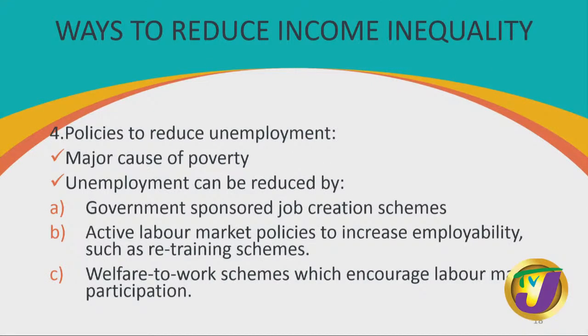Another way is to reduce unemployment. Now, unemployment is one of the major causes of poverty. Unemployment can be reduced by the government sponsoring what we call job creation schemes. So sometimes if they have specific construction projects, they will employ persons for that. Active labor market policies to increase employability, such as retraining schemes, based on the climate of the economy, based on where technology is going. Then the labor market will have to answer to that, and train their workers in order to meet the skill set that they need in the retraining programs.